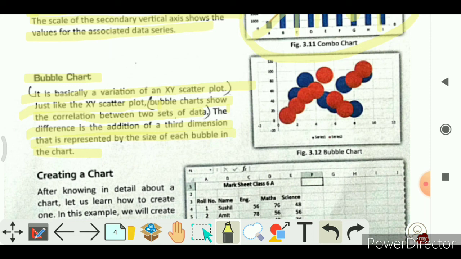Now we have studied many types of charts which are available in Excel. This is all about this video. In the next video we will discuss creating charts in Excel, right?